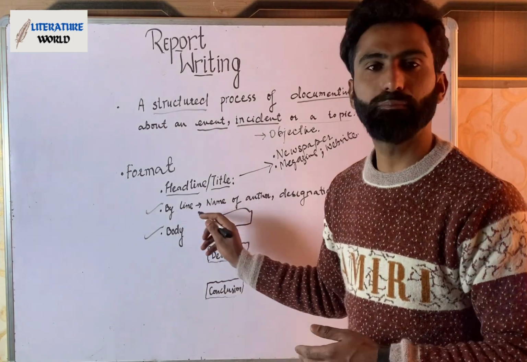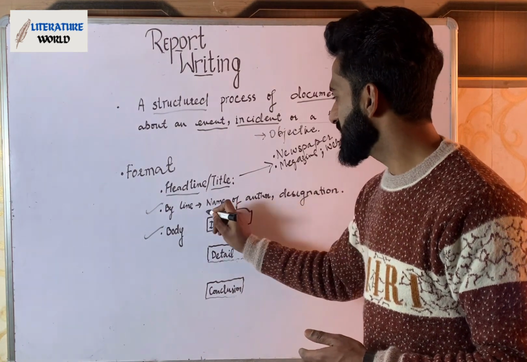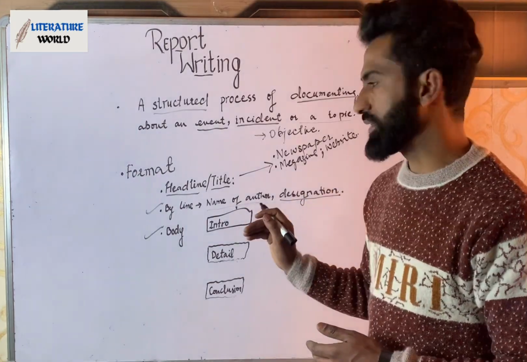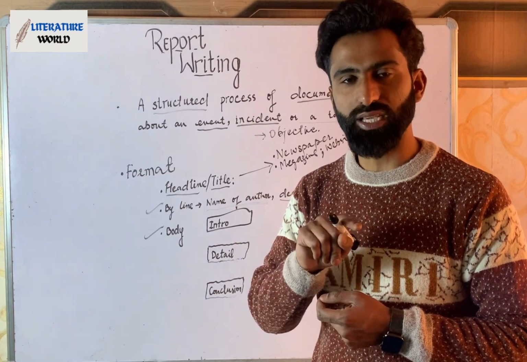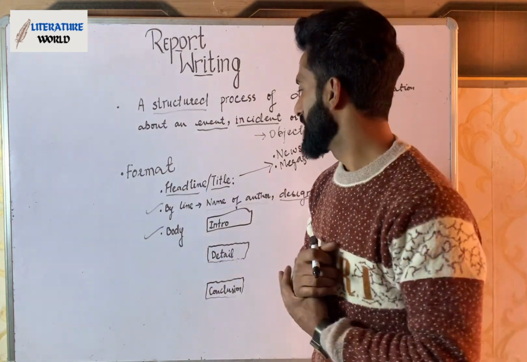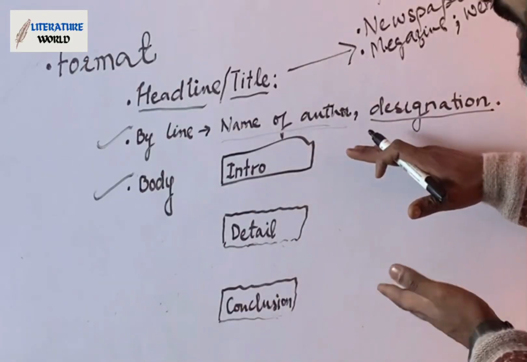And the second thing you have to do is to write the byline. That means it should be the name of the author, and sometimes the designation is also written on it. Say for example, you are seeing this example on the screen. It is by Tahir Ahmed, editor of the school magazine. You can see the byline there. So it must be there on a report when you write it. Okay, now let's talk about the body.